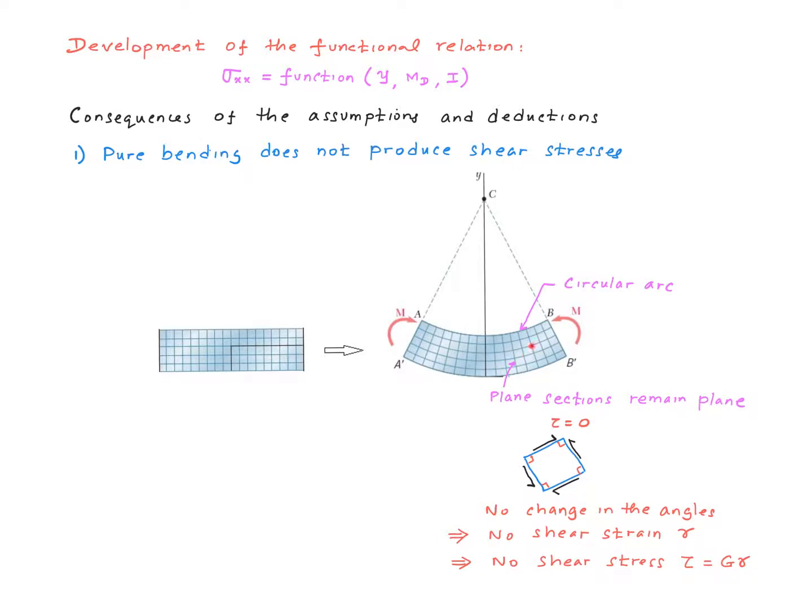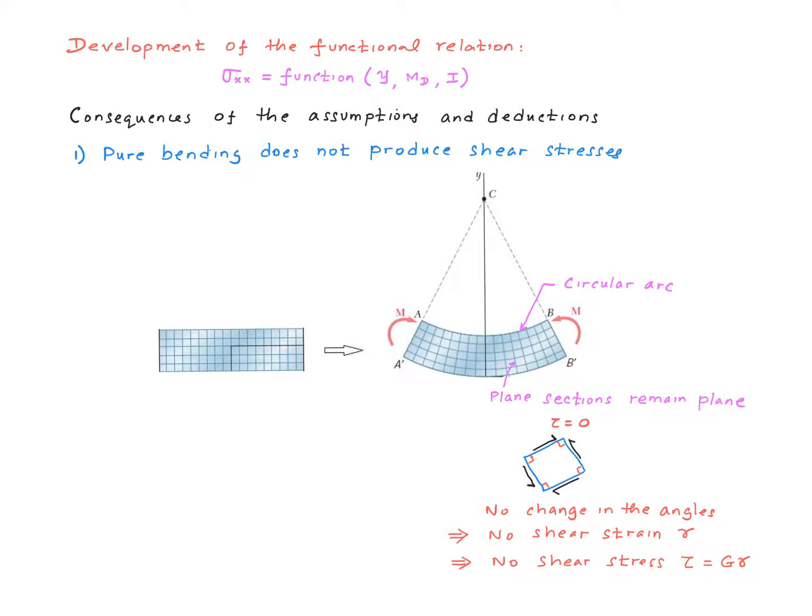So these are curvilinear squares. What that means is these corner angles are still 90 degrees. And this is true for every little square that you have in this rectangular grid. How do we make the conclusion? Well, this conclusion comes from the two deductions that we have made earlier.